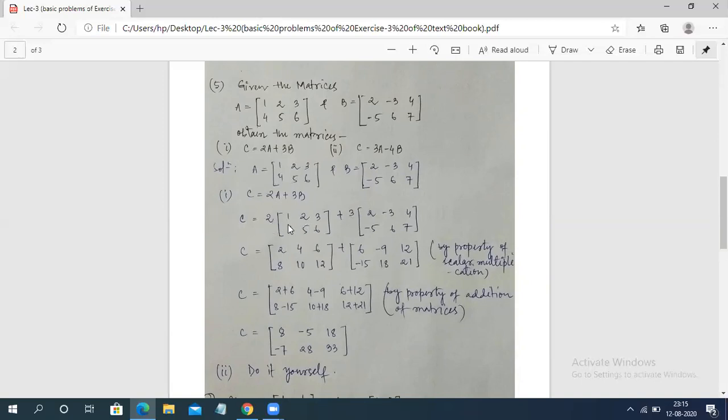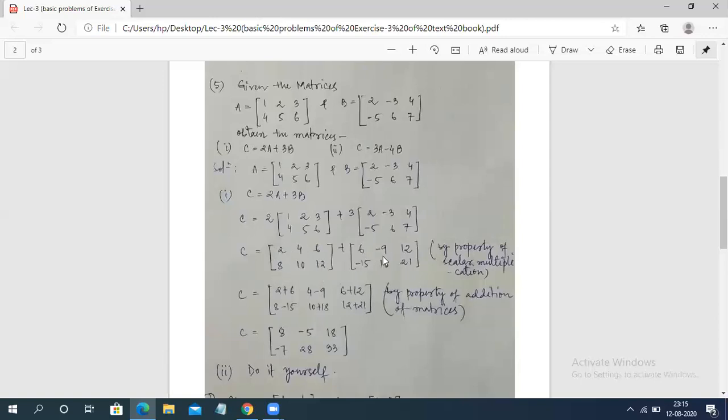So 2 into A is this matrix. By the property of scalar multiplication, each element of the matrix A will get multiplied with 2. So the resultant matrix will be 2 into 1, 2, 2 into 2, 4, 2 into 3, 6. Again 2 into 4, 8, 2 into 5, 10, 2 into 6, 12. So this is a matrix 2A.